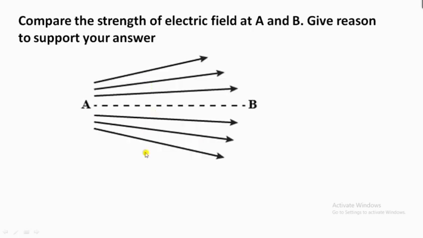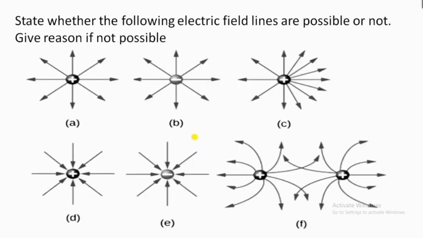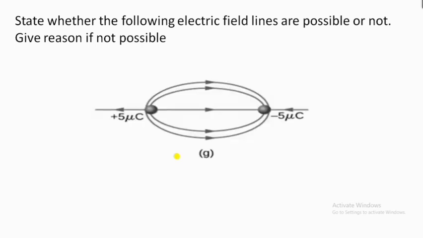And in this question you have to write where the electric field should be more, whether it's point A or point B. So you have to give the reason also. Out here you have to write the nature of A and B, and you have to tell where the electric field should be more out of P and Q, and you have to give the reason for that. And you have to write whether these electric field lines are possible or not. So you have to refer to the properties for this. So this is one more. You have to tell whether it's possible or not.